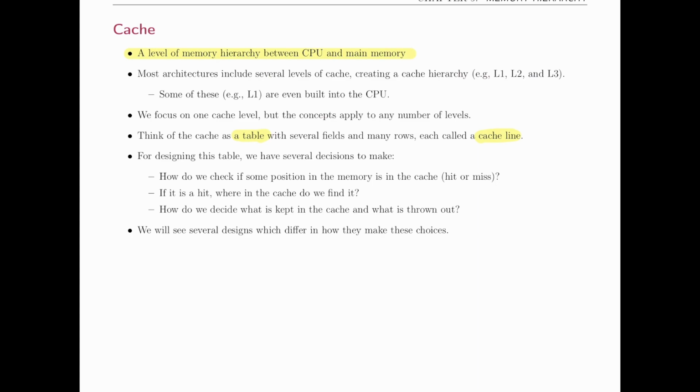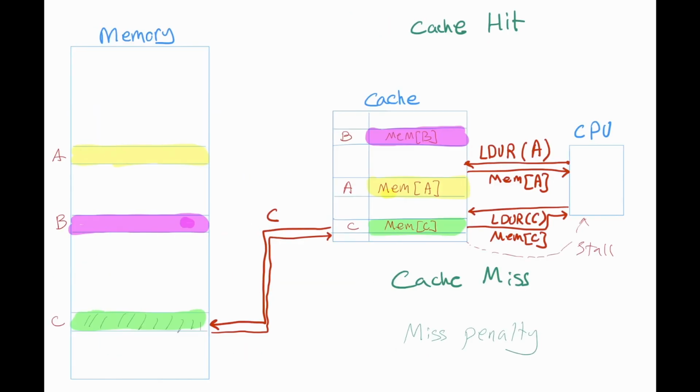Another important thing to keep in mind is that I didn't quite tell you how to design this table yet, right? I assumed we are putting things in specific places. Various designs for cache are going to make these decisions differently, and we're going to discuss them. The decisions are basically, how do you know if you have a hit or a miss? You have to have some mechanism to be able to answer that. You have to know where to put the data that you want to keep.